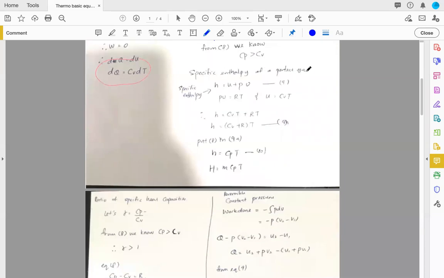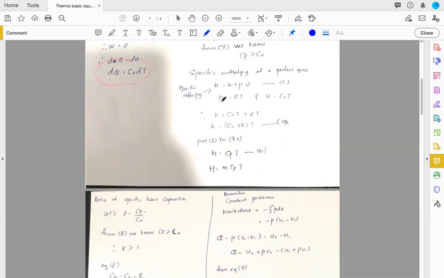And then we look at the specific enthalpy of a perfect gas. I'm sure you learned this basic equation in engineering thermo. Your specific enthalpy equation is H equals to U plus PV. The V here is specific volume, not volume.